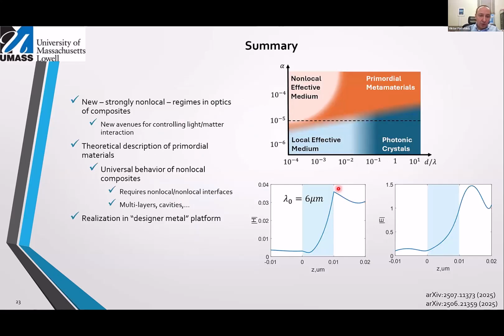So that's the summary of the talk. We developed a description of composites that have non-local components. We propose the existence of two new electromagnetic regimes that are dominated by this primordial inherent non-locality. And we realized one of these regimes, primordial metamaterials, in experiments. Thank you.